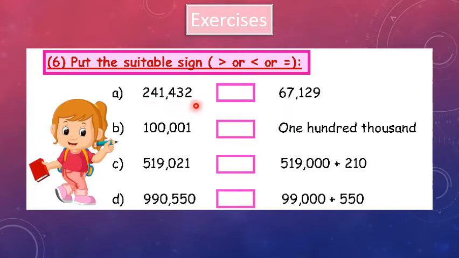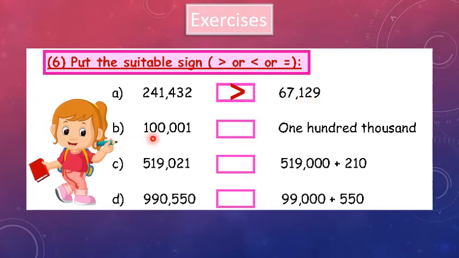First here, count: we have 6 digits here and 5 digits here. Then the bigger number is the number which has the greatest number of digits. Then 241,432 is more than 67,129.